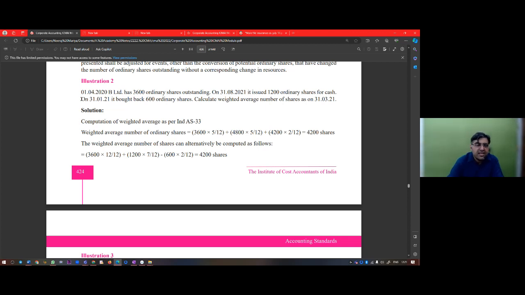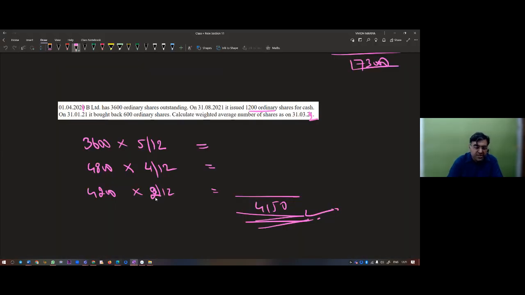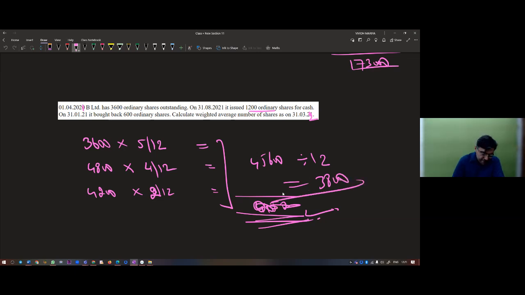Oh yeah, my answer is wrong, guys. Sorry. It is 31st Jan. I read it as 1st Jan. I do it again. 3,600 for 5. 4,800 for 4. 4,200 for 2. This becomes 45,600 divided by 12. Answer is 38. What is happening?